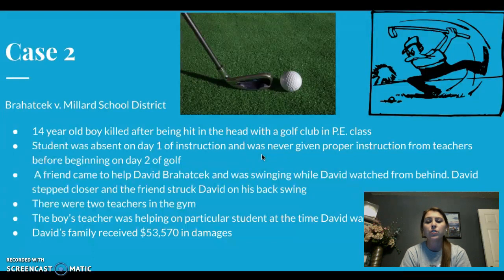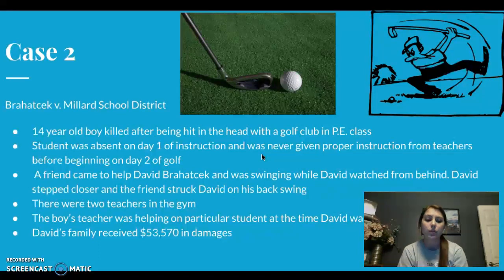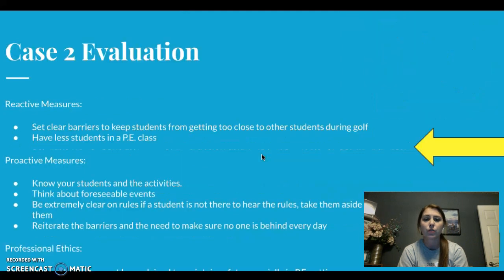There were 2 teachers in the gym. One was with the girls and one was with the boys. And I believe that the article said there were 34 boys in the gym and 26 girls. That's a lot of kids in one gym for 2 teachers to watch whenever there is swinging and different activities going on that students aren't used to playing. The boys' teacher was helping another student at that time, and David's family ended up receiving about $53,000 worth of damages. David was in the hospital for 2 days, and then he passed away.